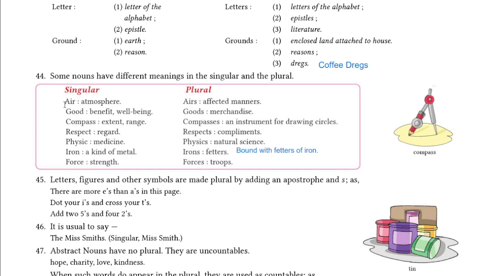Look at point number 44. Some nouns have different meanings in the singular and in the plural form. Air is singular, it means atmosphere. Airs is plural, it means affected manners. Good is singular, it means benefit. Goods is plural, it means merchandise. Compass is singular, it means range. Compasses, an instrument for drawing circles.